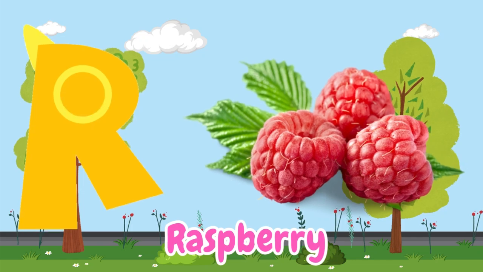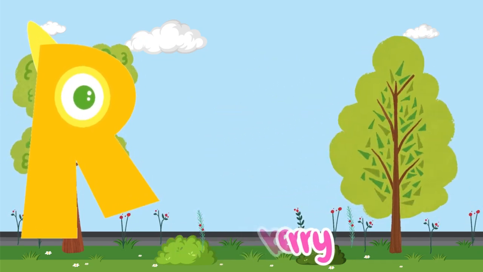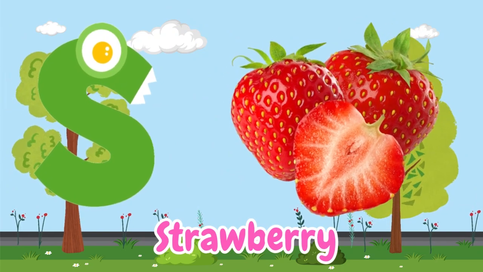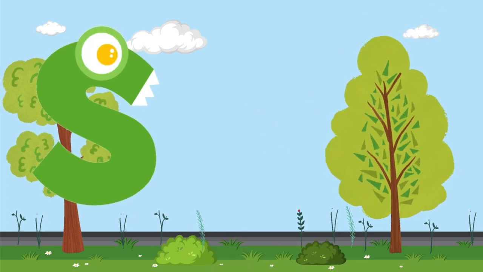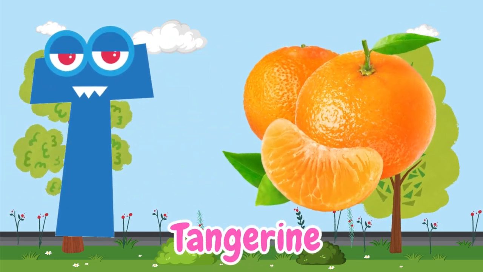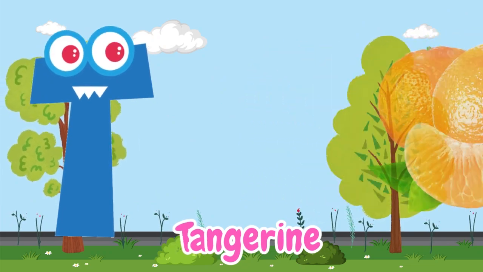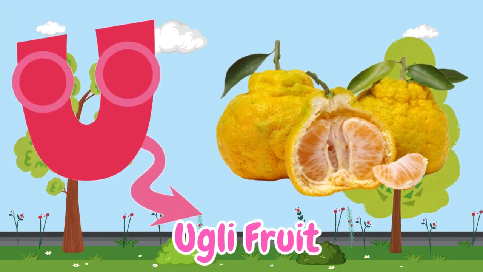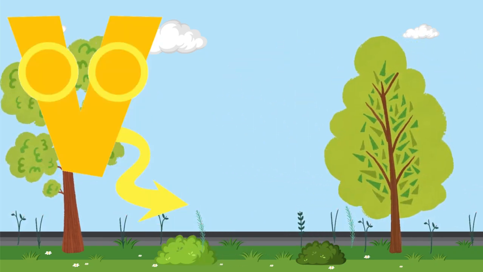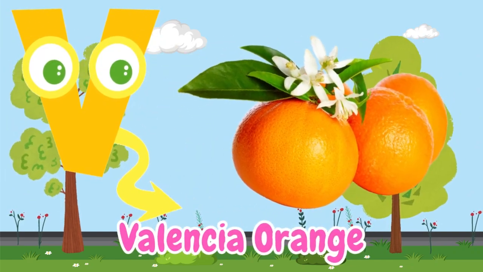R is for raspberry. S is for strawberry. T is for tangerine. U is for ugly fruit.